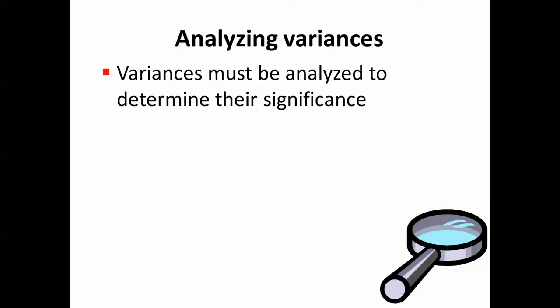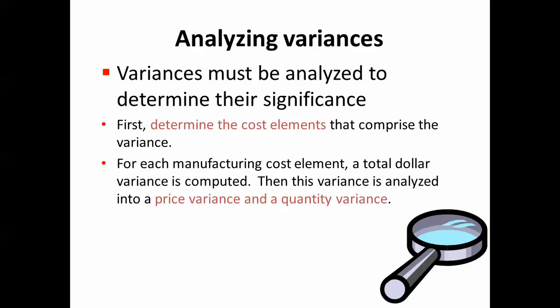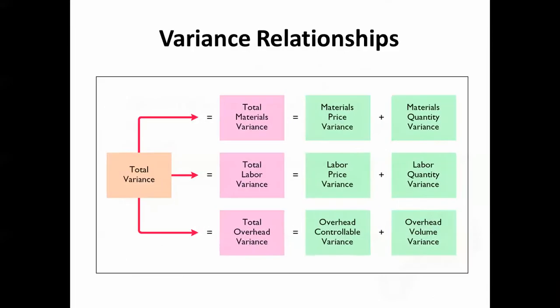So we analyze the variances. We analyze direct material, direct labor, and overhead, but particularly material and labor. We're looking at the variances to see if there's any significant difference between what actually happened and what the standard unit cost should have been for that unit. So we first determine the cost elements that comprise the variance. Then for each cost element, that is material and labor, we calculate the total variance. And that total variance is both price variance and quantity variance.